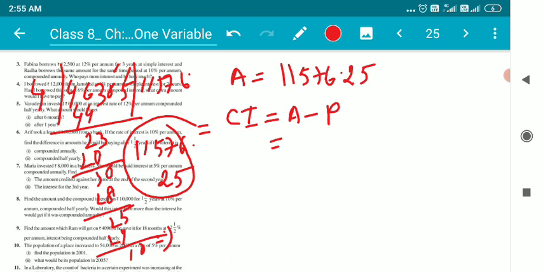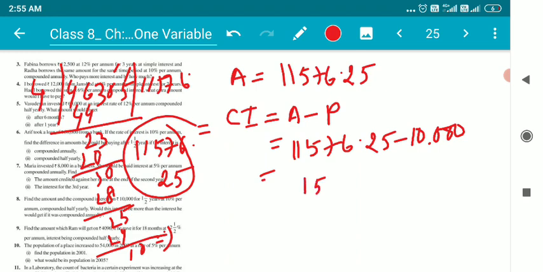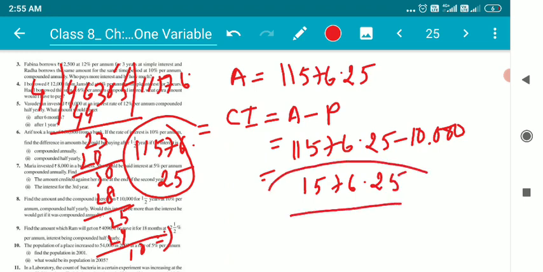Okay, so 11,576.25 minus 10,000 is 1,576 rupees and 25 paise. So this is the amount of interest to be paid after 3 years if I calculate compounded half yearly.